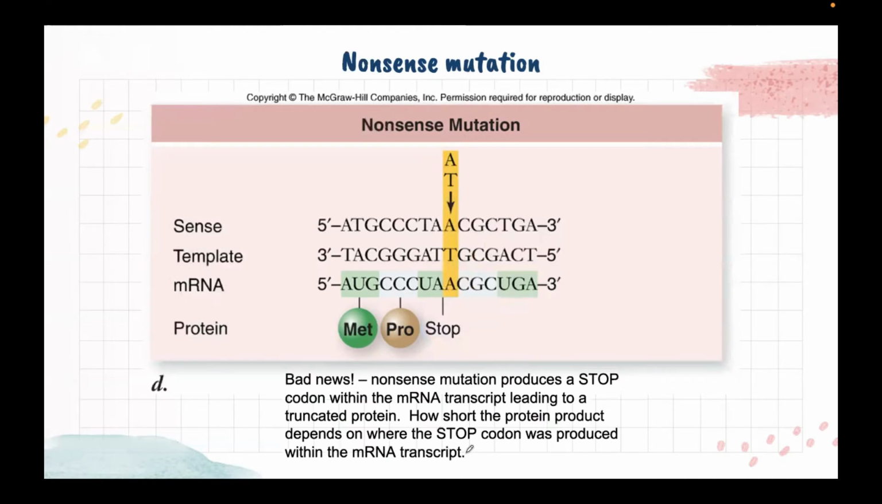Next is the nonsense mutation. It is a change in the DNA base pair. Nagkaroon ng shortcut. So si stop, dapat nandito po yan sa dulo pa. Okay? Sa kanya, napaaga si stop. Bad news is that the nonsense mutation produces a stop codon within the mRNA transcript, leading to a truncated protein. How short the protein product is depends on where the stop codon was produced within the mRNA transcript.